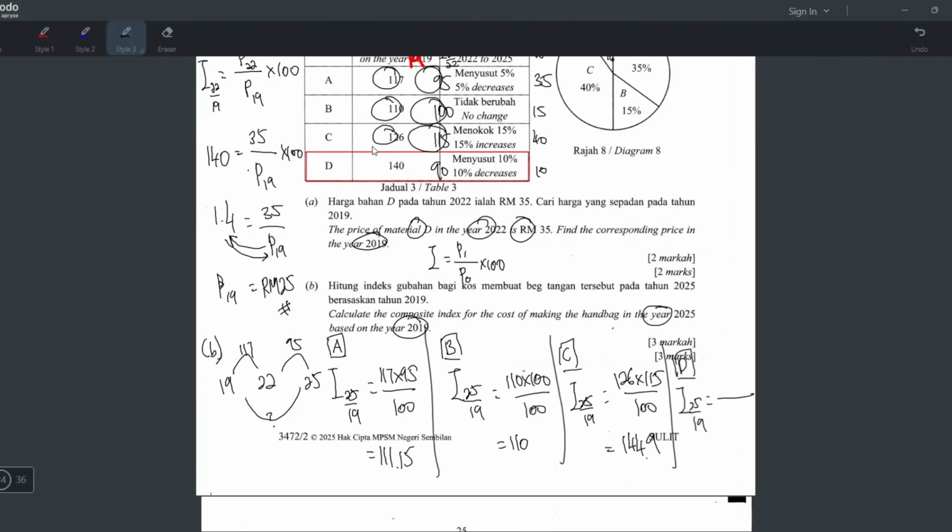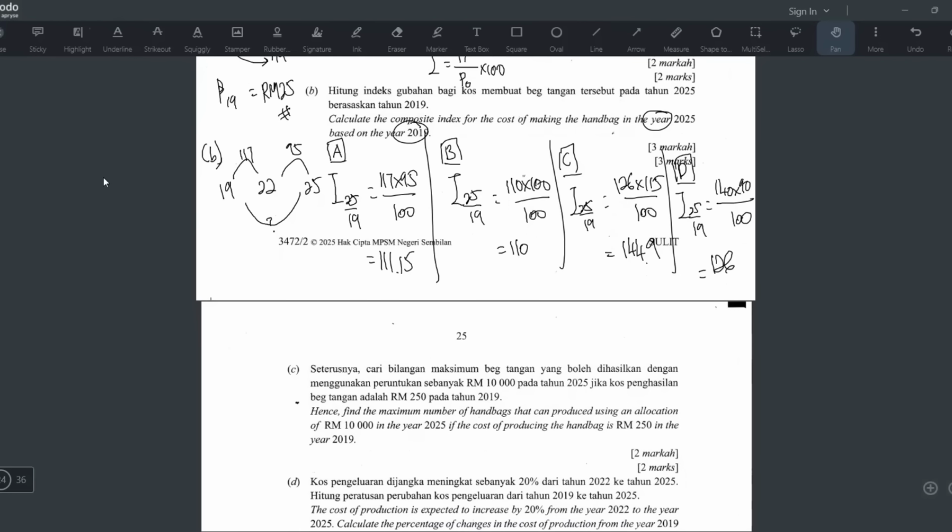All right, 140 times 90 divide 100. Okay, I press my calculator. I got 126. Okay, not finished yet. I still haven't found the composite index.